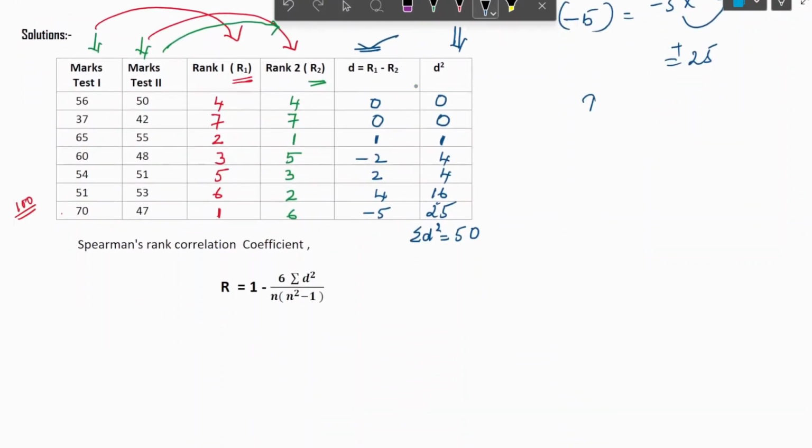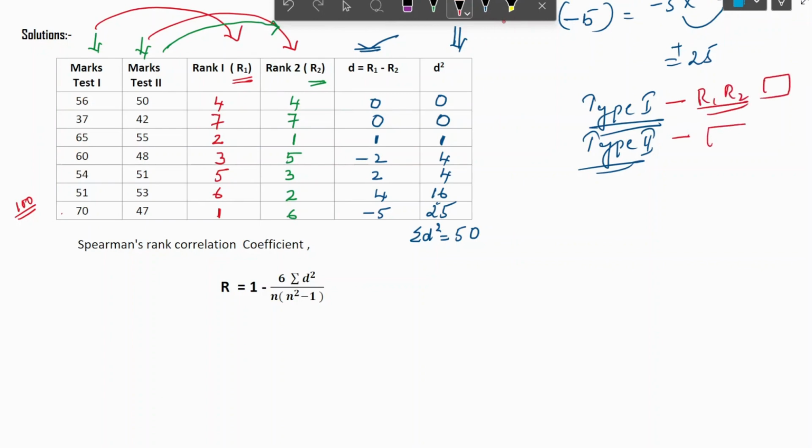Okay, type 1 and type 2, what is the difference? In this case, I'm just calling them type 1 and type 2 because you want to identify the question. In the first question, rank is given directly, R1 and R2, then continue with a 4 column table. Here it is a 6 column table because the grade or marks you want to convert into R1 and R2. Then continue.